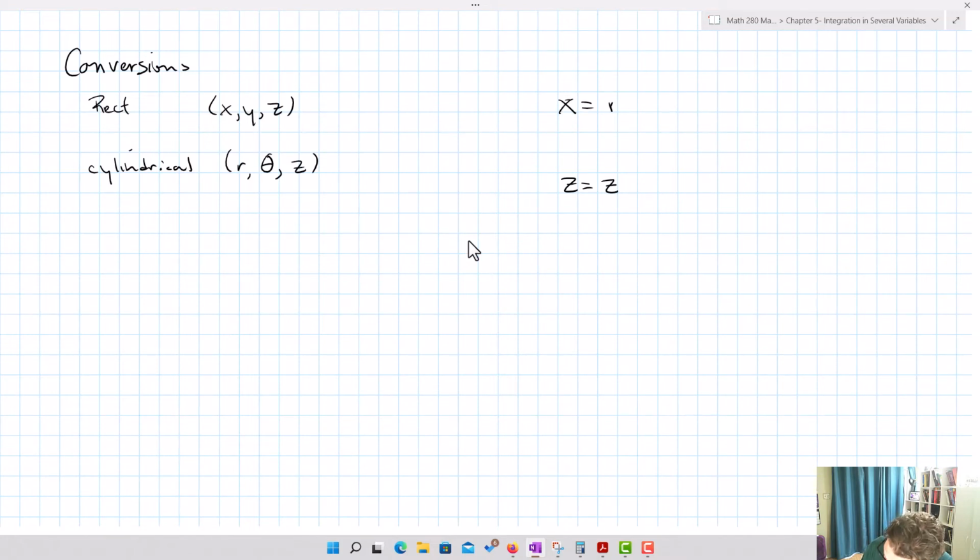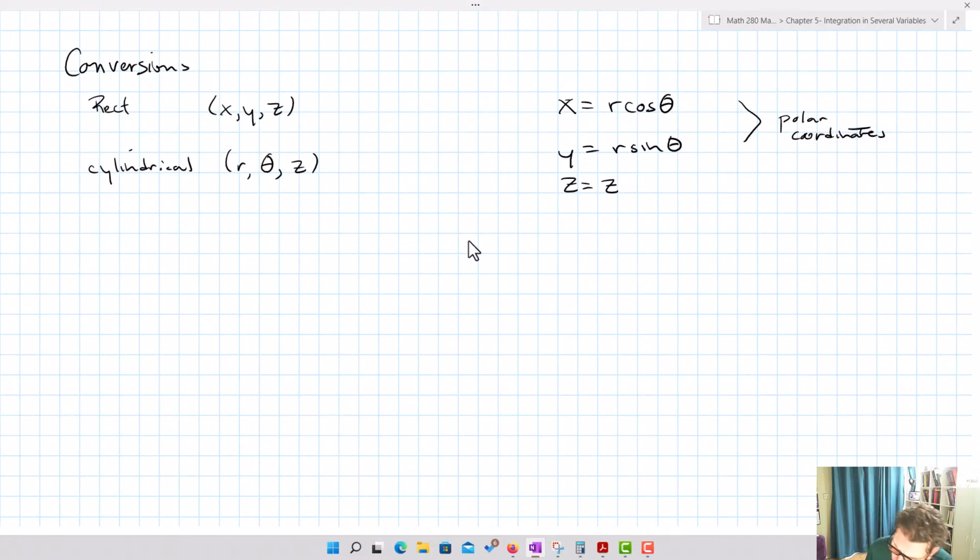x is going to equal r cosine theta. And y is going to equal r sine theta, just like we had before. So basically, it's polar. So we've got polar coordinates here, and then we've got z. And so cylindrical can be simple to think about for that reason.